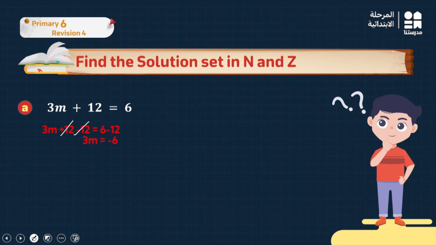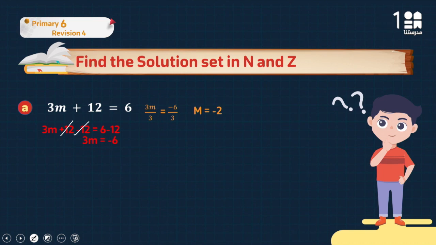So I want to simplify the 3. How am I going to do it? I am going to divide both sides by 3. So 3m divided by 3, and negative 6 divided by 3. So m will be negative 2. So the value of m is supposed to be negative 2.